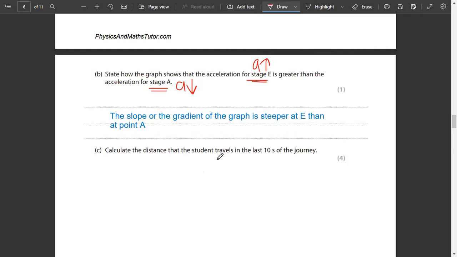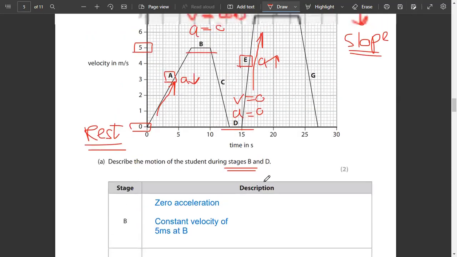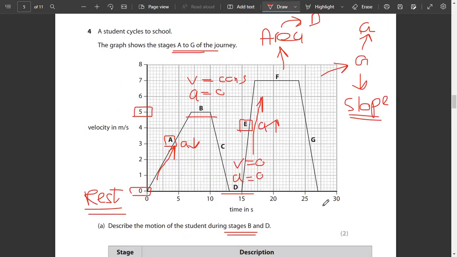Calculate the distance that the student travels in the last 10 seconds of the journey. तो last 10 seconds of the journey पे क्या distance होगा? तो ये आपके पास कौन सा point है? This is 26, 27. ये 27 seconds हैं, मतलब कि यहाँ पे कहीं पे 17 seconds आ जाएगा. Over here this would be your 17.